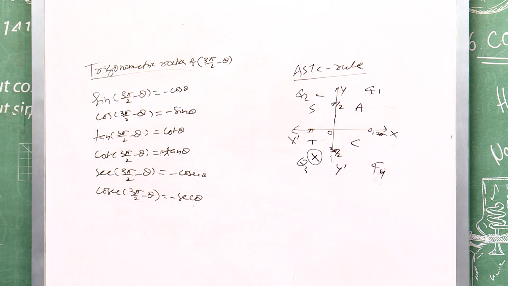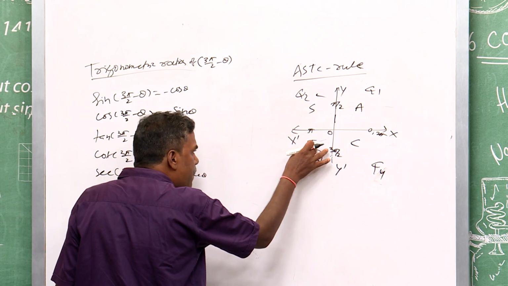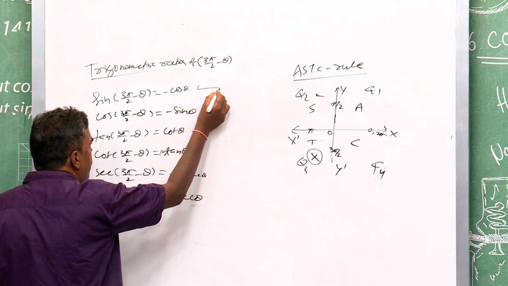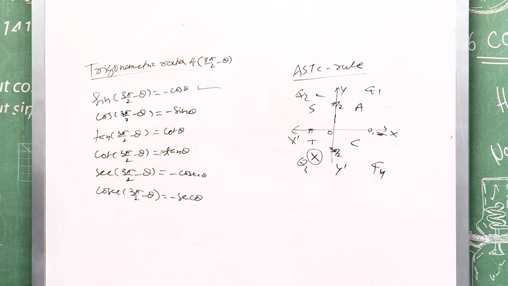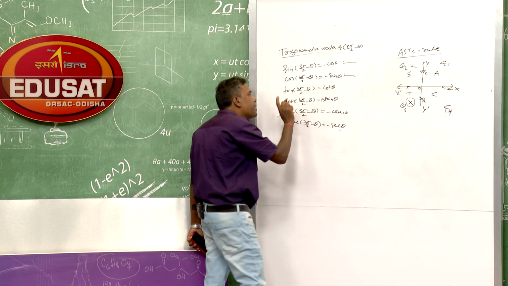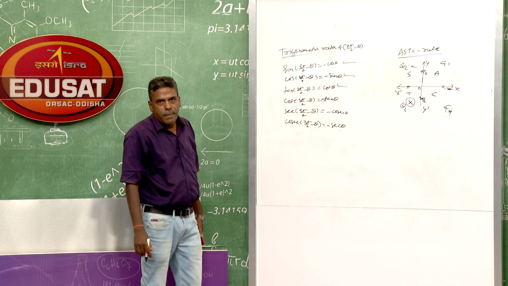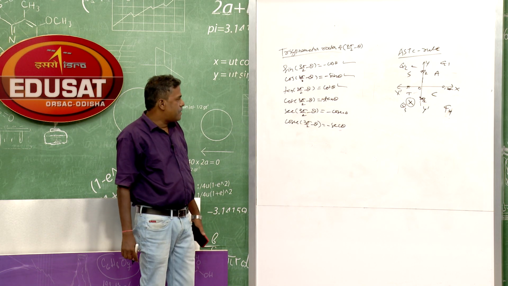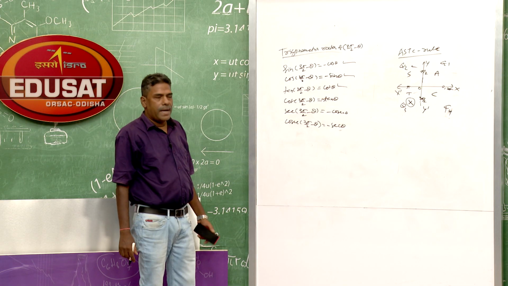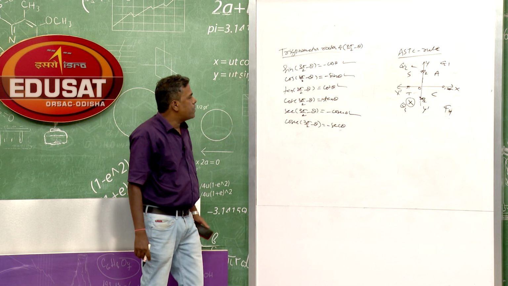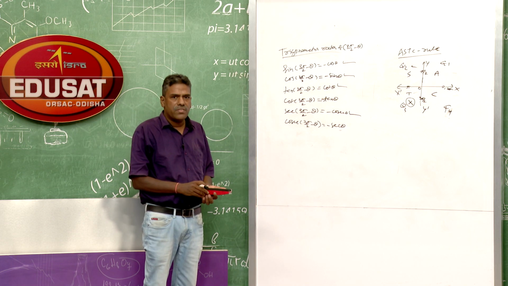So, you see 3 pi by 2 minus theta is in quadrant number 3. In quadrant 3, tan and cot both are positive, others are negative. So, sin of 3 pi by 2 minus theta is minus cos theta, cos of 3 pi by 2 minus theta is minus sin theta, tan of 3 pi by 2 minus theta is positive, that is cot theta, cot of 3 pi by 2 minus theta is equal to tan theta, sec of 3 pi by 2 minus theta is equal to minus cosec theta, and cosec of 3 pi by 2 minus theta is equal to minus sec theta.